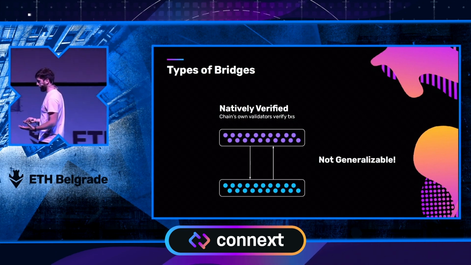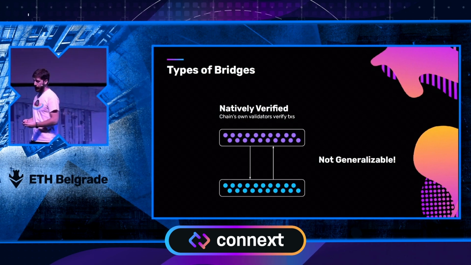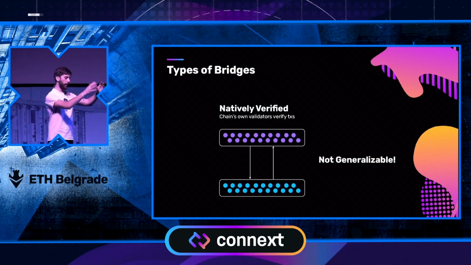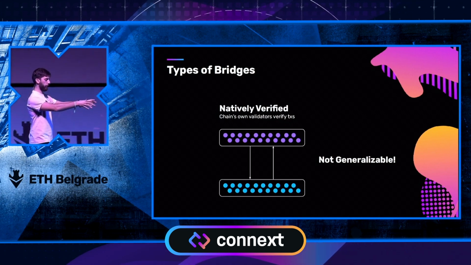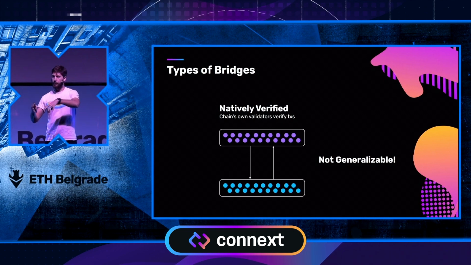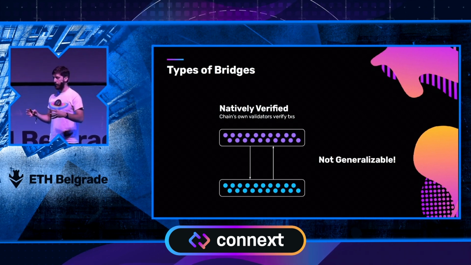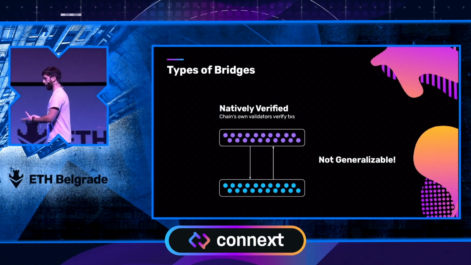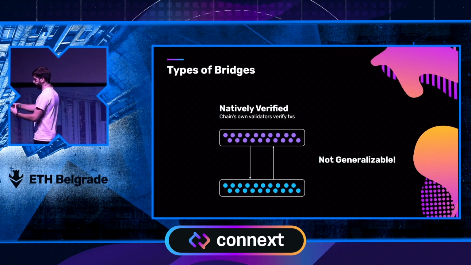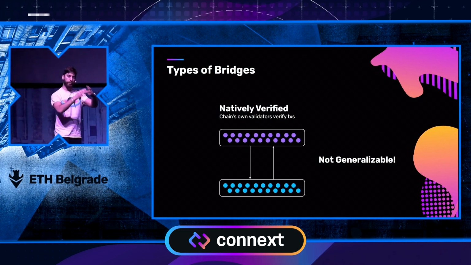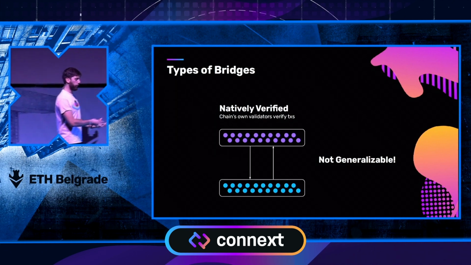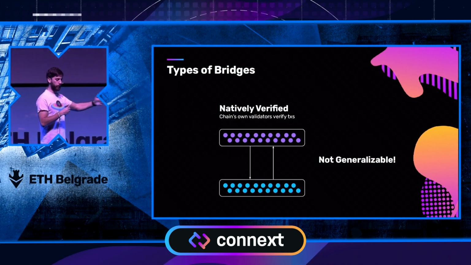So the first category, we call them native bridges, and it happens where all the validators on one chain are validating the transactions on the other chain. These are the examples of Cosmos and the IBC protocol. It's very trustless and very trust minimized. An example of these are rollup bridges, where all the Ethereum validators are validating the smart contracts for the rollup bridges. So this is a very secure way to perform cross-chain transactions, to move between ecosystems.